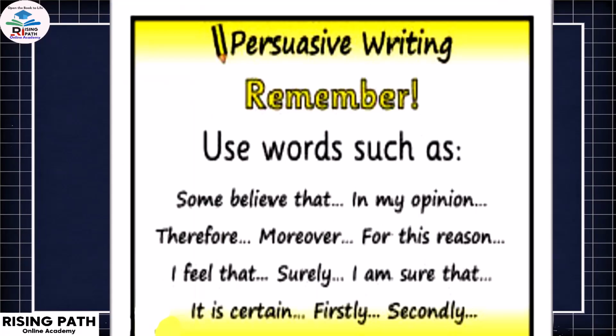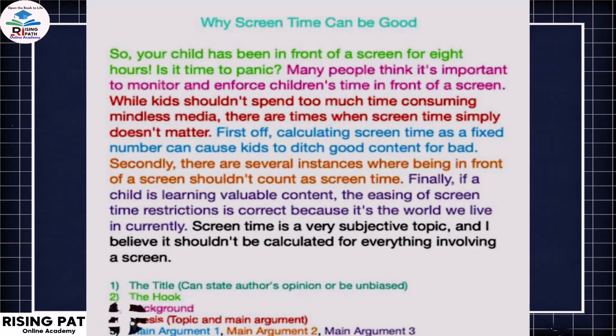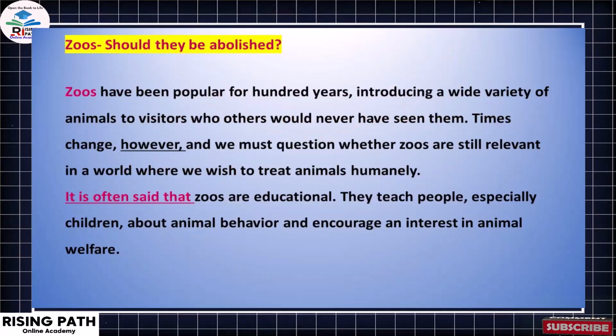And now let's look at a sample paragraph, and that is written accordingly to what we have learned in today's lesson. The topic is why screen time can be good. As you can see there, the title is there, the hook is there, background is there, thesis statement, that is topic, and the main argument, and then main arguments 1, 2, and 3. So this is the way you can practice your persuasive writing, and you can use the Dove Forest technique that we have already discussed. On this slide you can see another sample essay that is being written, and we have discussed it in the beginning.